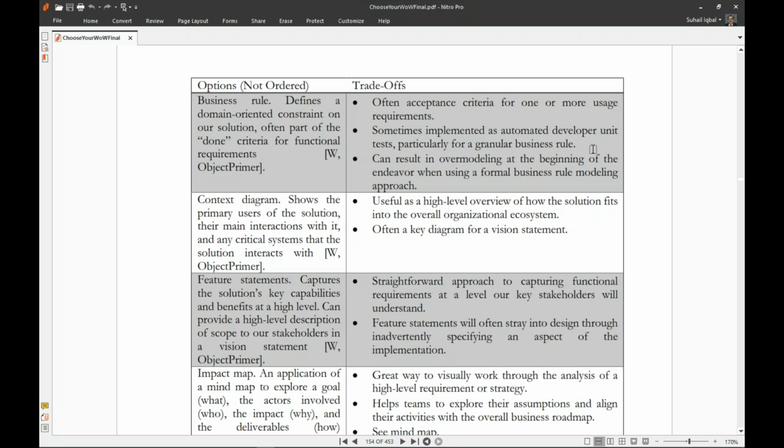Automated developer unit tests, particularly for a granular business rule, can result in over-modeling at the beginning of the endeavor when using a formal business rule modeling approach. Then is the context diagram, shows the primary users of the solution, their main interaction with it, and any critical systems that the solution interacts with. Useful as a high level overview of how the solution fits into the overall organizational system, often a key diagram for a vision statement. Next is feature statement.